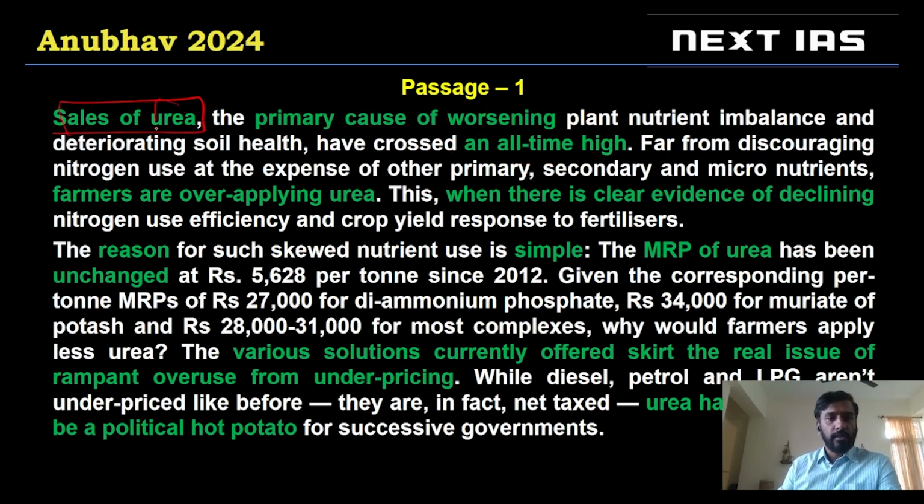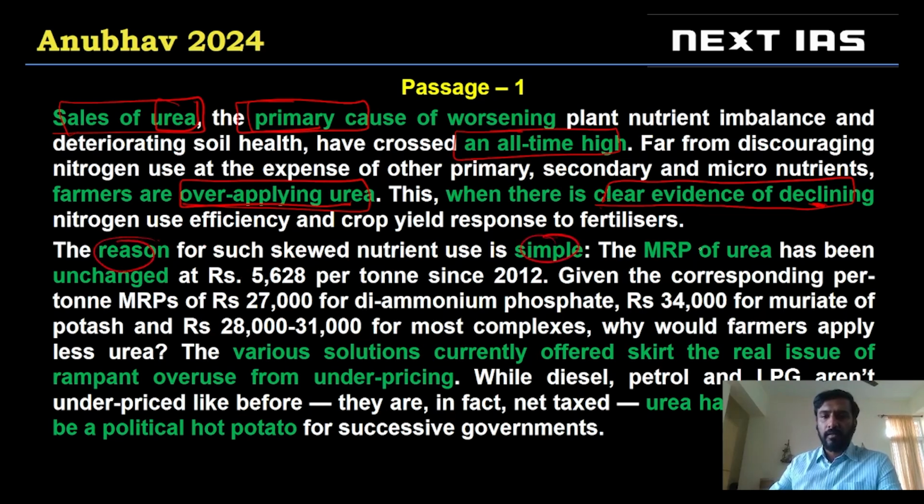have been discussed. Urea is the primary polluter, we'll say, and it's also at an all-time high. Farmers are over applying urea, even though there is clear evidence of declining good things. So plants decline, even though there is clear evidence, farmers are still over applying urea. Now, the reason for this is simple. MRP of urea has remained unchanged.